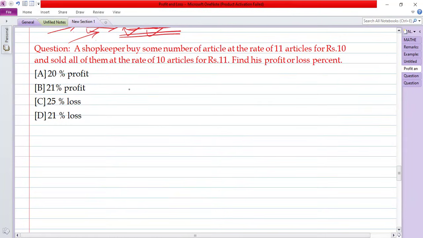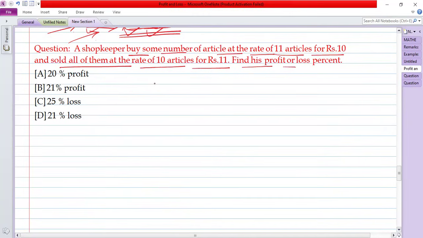So here I am discussing the very oftenly asked types of questions in profit and loss. A shopkeeper buys some number of articles at the rate of 11 articles per piece 10, and sold them at the rate of 10 articles per piece 11. We have to find the profit or loss percent.